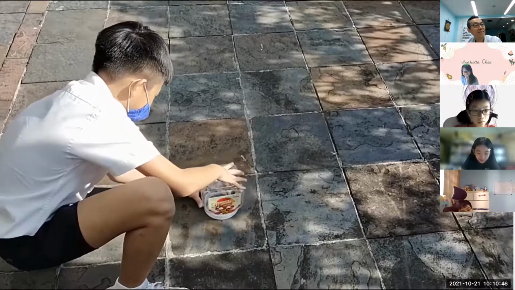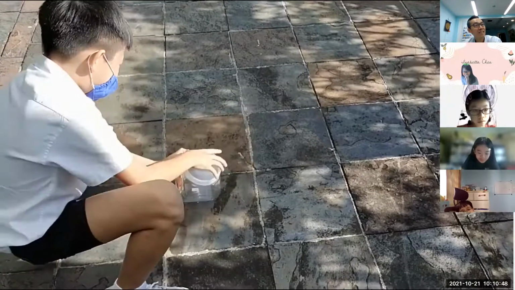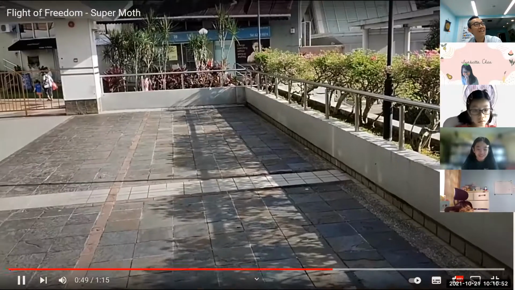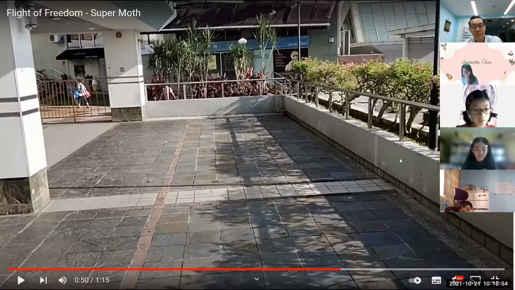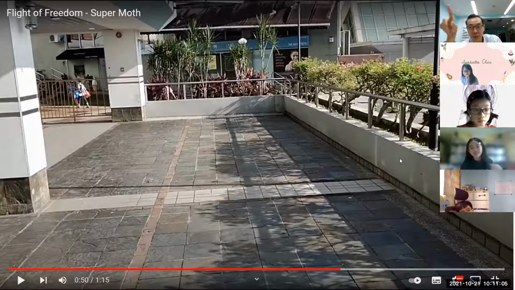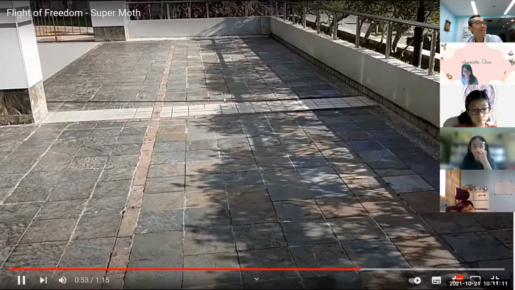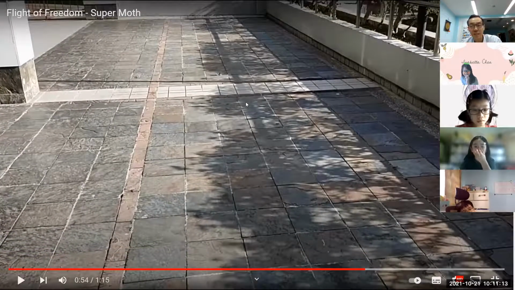Or you open up. Just open, yeah, turn this way, yes. Okay, yes, flown away, good. When he opened up, the moth, because it was locked inside for about 24 hours, its muscles were not warmed up yet. So later you observed the moth flew down again to warm up. Flight of freedom. Because the moth was locked inside, it needs to warm up first.